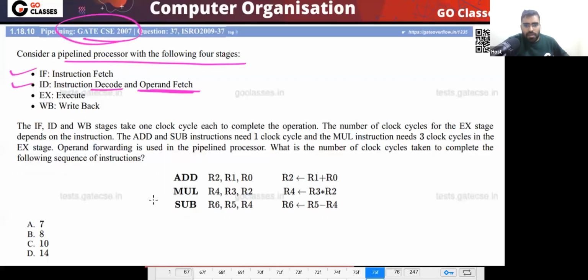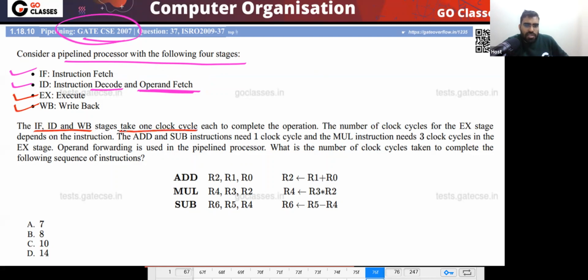Clear? So shall we start this GATE question? The pipeline is given to you. There are 4 stages. In the first stage, you fetch the instruction. In the second stage, you decode the instruction and read the registers, then you execute and then you write back. These are the stages given to you.